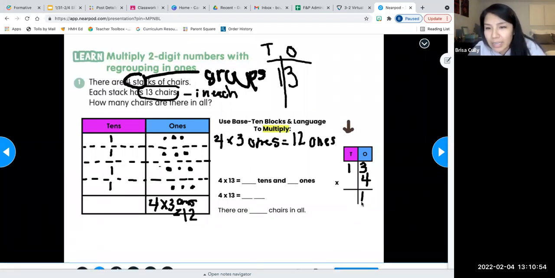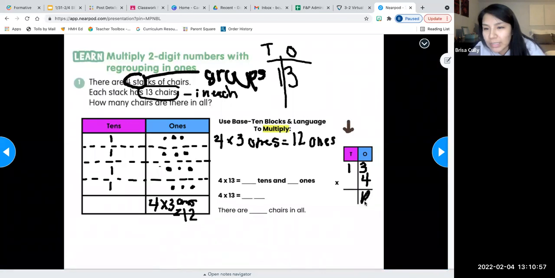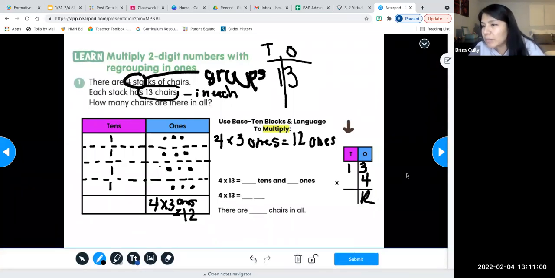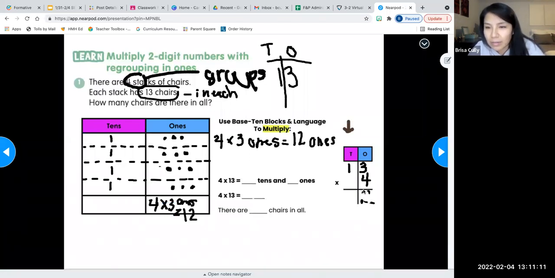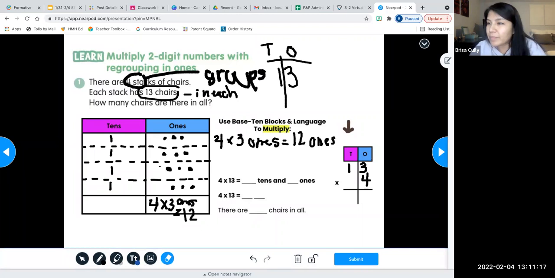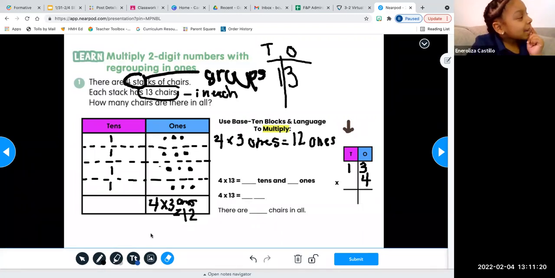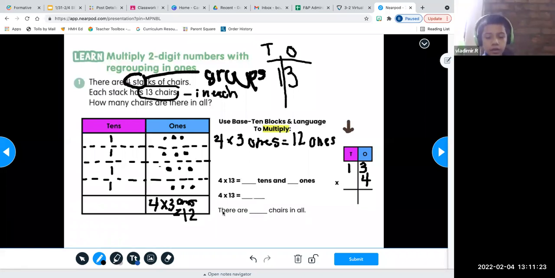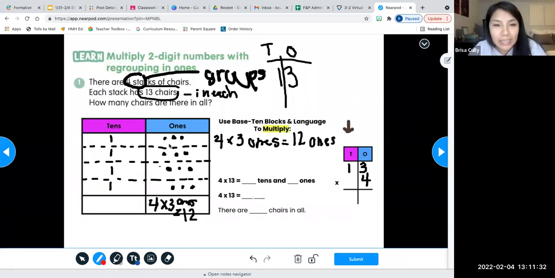Ladies and gentlemen, can I put 12 1's in a place value? I cannot. Vladimir, what am I going to do with all of these 1's that are in my 1's place? You have to put the 10 from the 12 to the 10's place. So this is what it looks like, ladies and gentlemen. Put 2 in the ones.